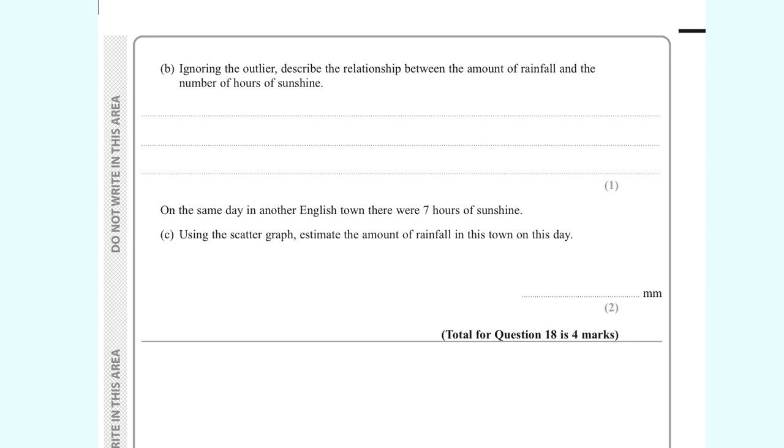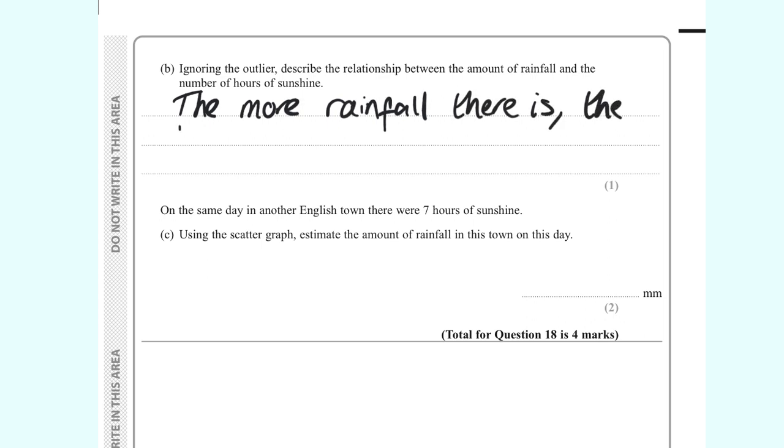Just literally say that. The more rainfall there is, the less sunshine there is. That's all it is. Just say what you see.